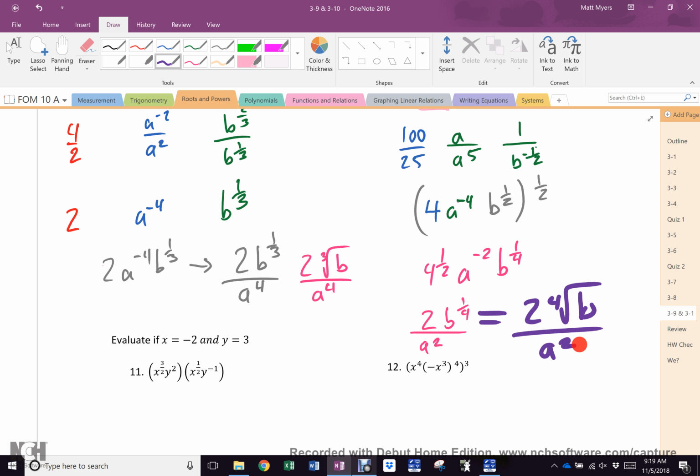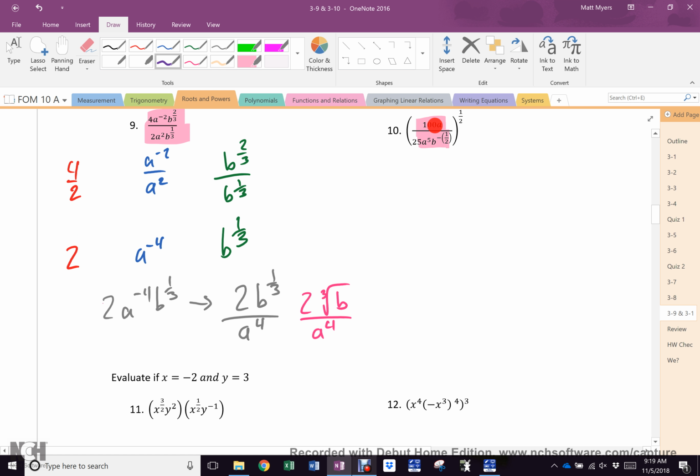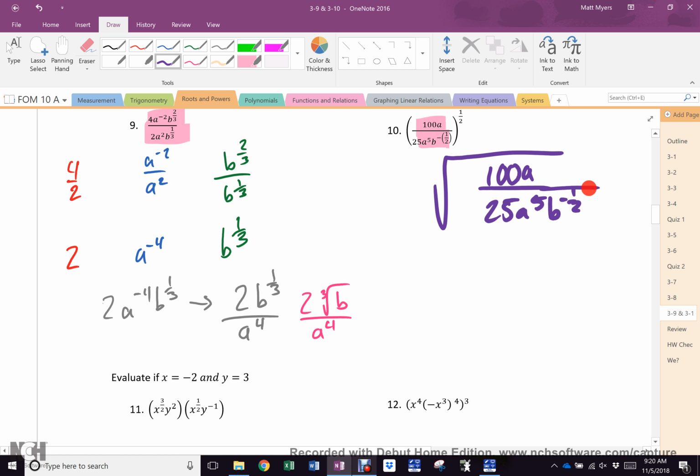Do you have to do it this way? No. Observe. Could I have taken the square root of this whole thing? Because that's square root, right? Could I have done this? Is that okay? But then it gets a little hairy, doesn't it? Because what's the square root of 1/2? Right? It's kind of yucky.